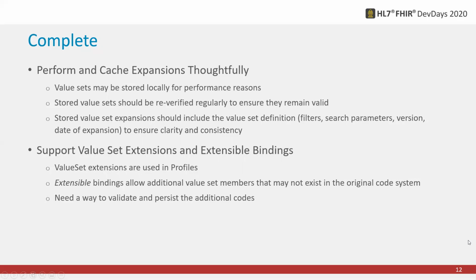Then regarding value set extensions and extensible bindings, value set extensions are commonly used in FHIR profiles, and an extensible value set binding is a little bit more flexible than a required value set binding. What it allows for is the use or the addition of more value set members, or more codes or terms, that may not have existed in the original code systems that the value set was drawn from, but those may be needed for the purpose of this particular profile. So especially when you're working with profiles, you'll need a mechanism to validate and persist any of those additional codes that come from value set extensions.